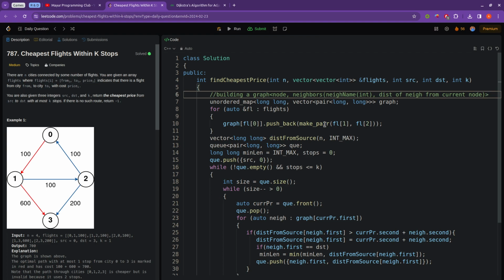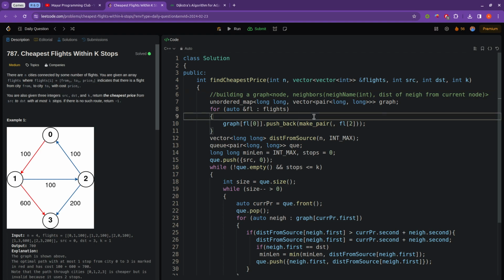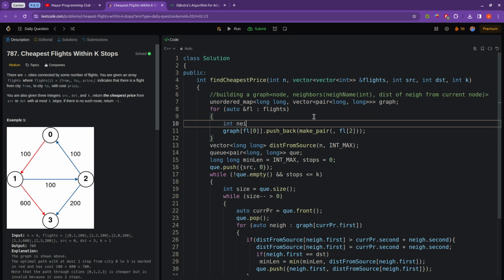So this graph will have this kind of structure, and then we will be making our graph. This particular thing is your neighbor, and this is the neighbor's distance from source, this particular thing.